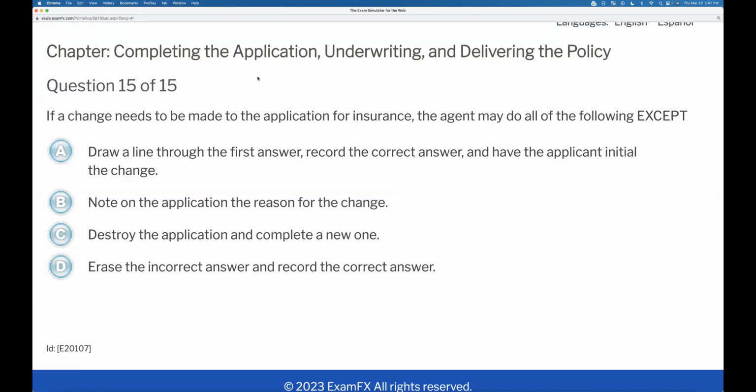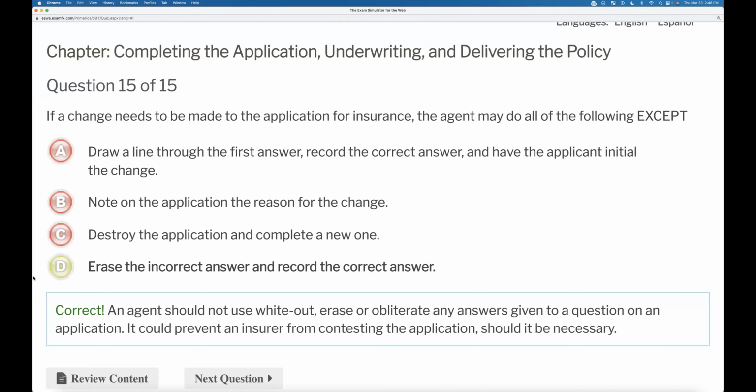If a change needs to be made to the application for insurance, the agent may do all of the following except. Okay, give me 1 minute. How about you? I'm okay, give me 1 minute. I want to answer D. Yes, great job. It is D.